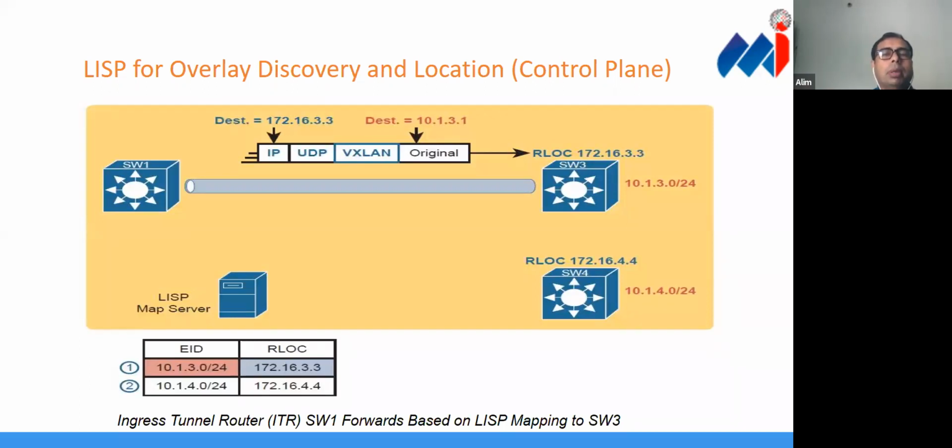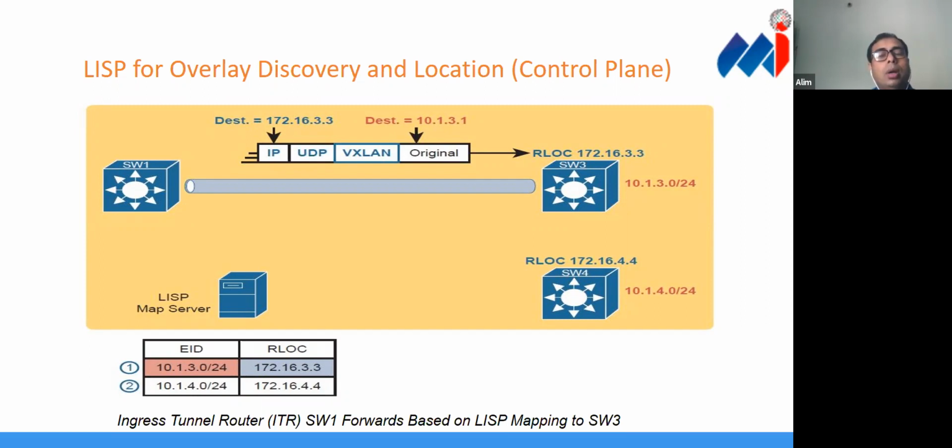Say in the network, you have three switches: switch 1, switch 3, and switch 4. And you have the LISP map server. And there are networks 10.1.3.0/24 and 10.1.4.0/24. There are RLOCs. RLOC is routing locator. Switches have their own IP addresses. Say one RLOC is switch 3, which has 172.16.3.3, and another switch 4 has 172.16.4.4.